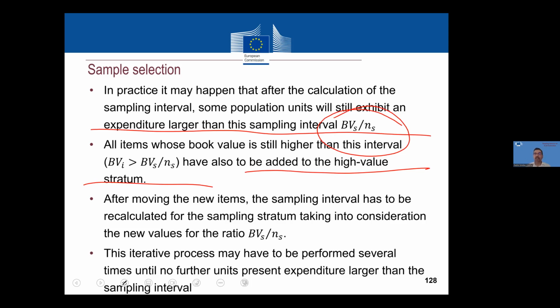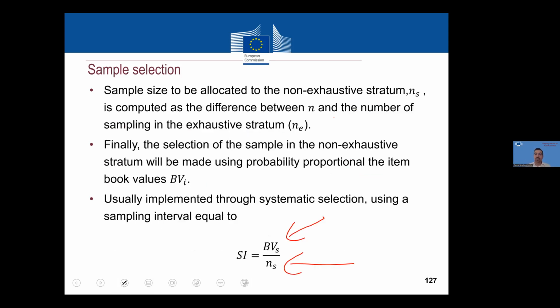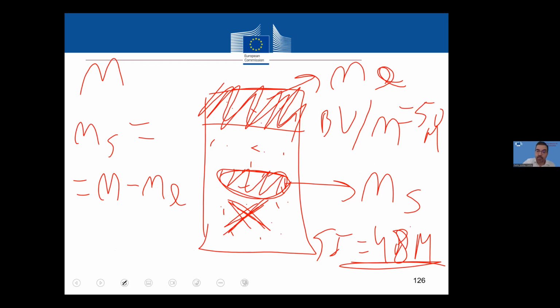Now, as maybe also some of you have noticed this in real life, after moving this new item or new items to the high value stratum, and after recalculating the sampling interval, it still may happen that you have another item that is above the new sampling interval. Now, imagine that the new sampling interval is no longer 48, but 47 million euros. If by any chance you have in the population an operation whose value is 47.5 million euros, this means that it has not yet been moved to the high value stratum because it was below the threshold, but now it has a book value larger than the new sampling interval, and we have to move it again. So you have to repeat this process until no further operations exist in the sampling part of the population with book value larger than the sampling interval.